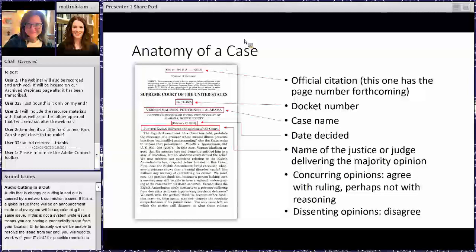And then there are also dissenting opinions, and those are written by judges or justices who just completely disagree with the ruling. So sometimes, actually, dissenting opinions can be just as interesting to read, or even more so than a majority opinion, especially at the Supreme Court level where things can get really contentious. But obviously that's not where you're going to be relying on anything that they say for a legal ruling. It just might be more interesting for other reasons.